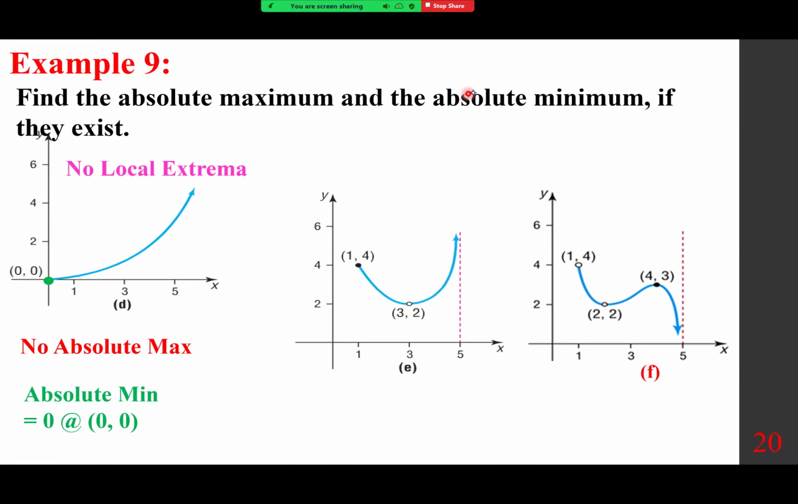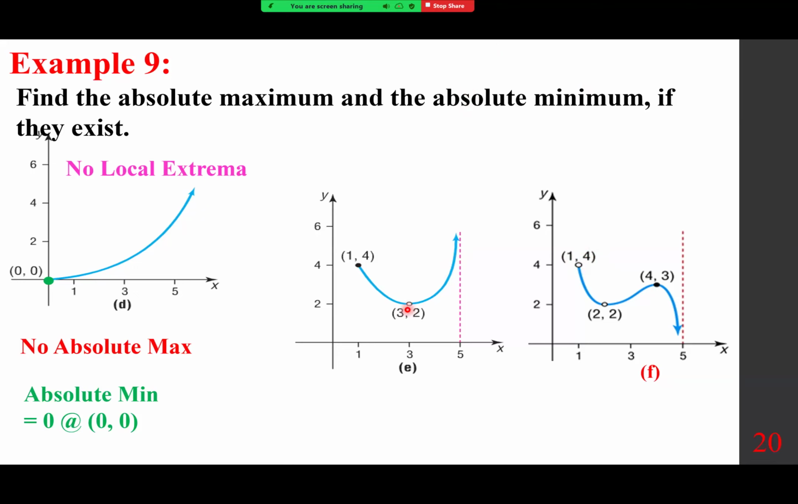This continues indefinitely. So this doesn't have an absolute max. This one has a hole here. If it wasn't a hole, then we would say absolute max equals 4 at 1, 4, because it's a hole. None of them have an absolute max. So max is out. What about minimum?